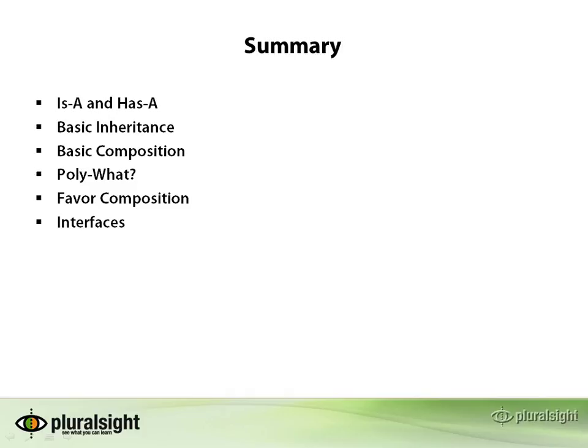Then we went through and we talked about how you should favor composition, and I give you my personal opinion and some advice on why composition is better to use than inheritance, especially in Java where you can't do multiple inheritance. And finally, we talked about an important concept, interfaces, which allows us to use composition and still allows us to do polymorphism. Well, that's it for inheritance and composition. I hope you learned a lot about using inheritance and composition in Java. And in our next module, we're going to get into a very interesting topic, which is generics.